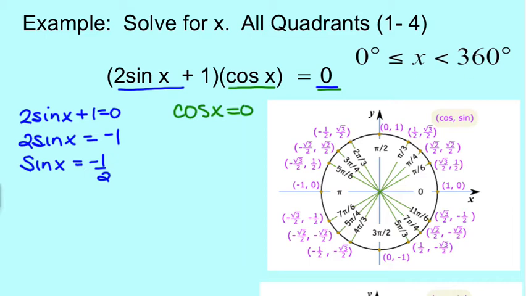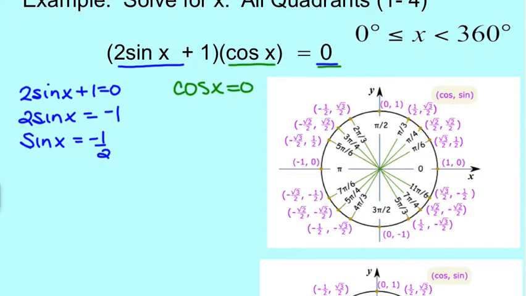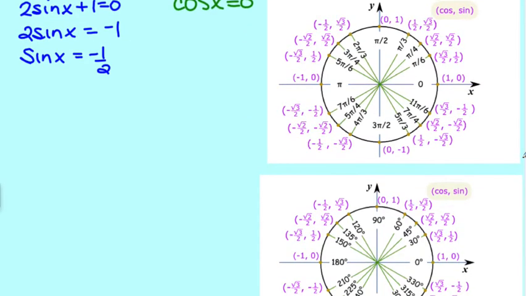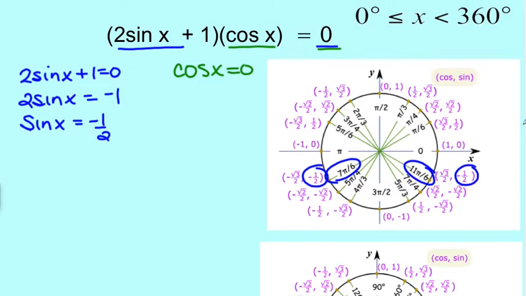Now let's find the angle, or angles now since we're in all four quadrants, when the sine is negative 1/2. So negative 1/2: 11 pi over 6 and 7 pi over 6. Let's just do radians. Then for our cosine of x equaling 0, remember that's our x value. When is the x value 0? It is right here, pi over 2, and right here, 3 pi over 2.